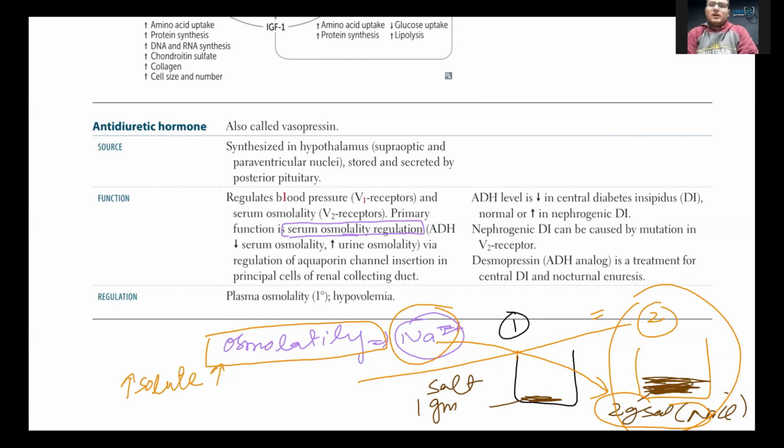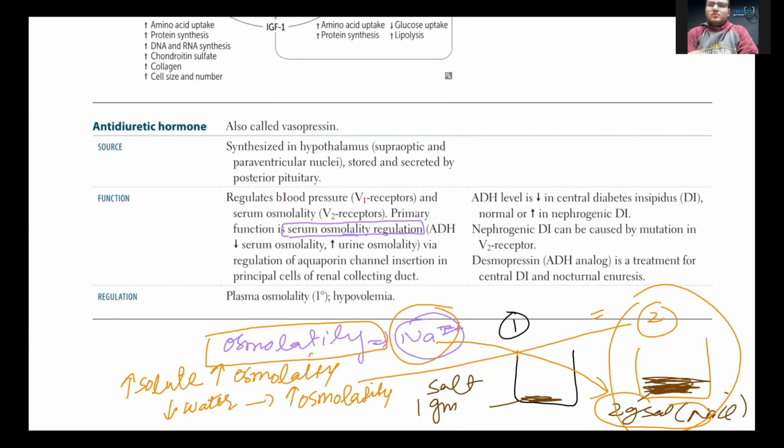it increases the osmolality. But there is another way that increases osmolality, and that is decreasing the water. Decreasing the water increases the osmolality. Why? Because when we remove the water, the relative ion concentration increases. So that increases osmolality.